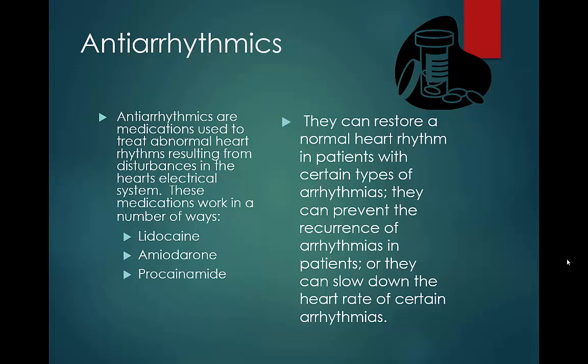The next group of medications is antiarrhythmics, and they're used to treat abnormal heart rhythms. Lidocaine, amiodarone, procainamide are a few antiarrhythmics. They restore normal heart rhythm in patients with certain types of arrhythmias. They can also prevent the recurrence of arrhythmias in patients, or they can slow down the heart rate of certain arrhythmias. So just make sure you know that antiarrhythmics treat abnormal heart rhythms, and then make sure you know one of the medications that are listed in the slide.